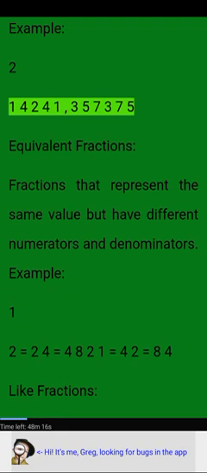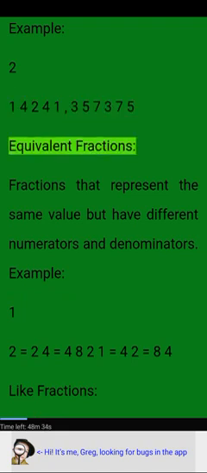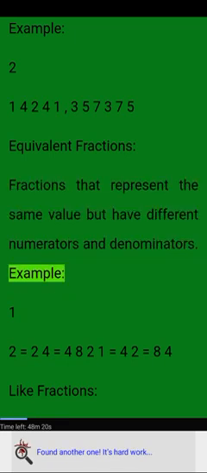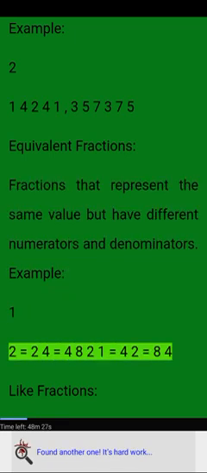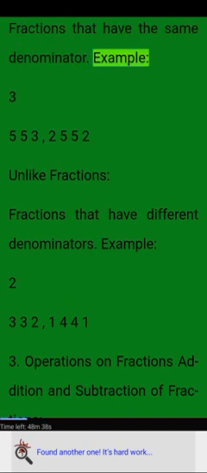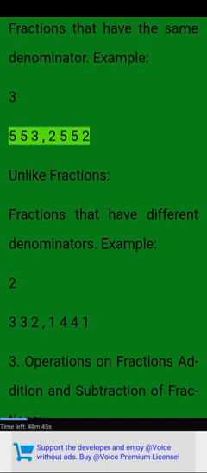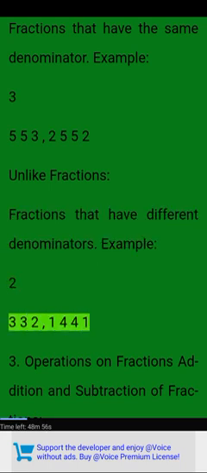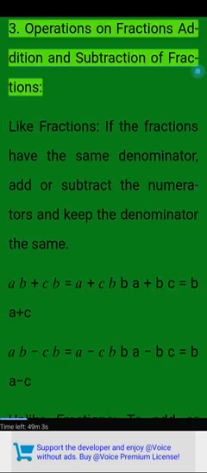Equivalent fractions: fractions that represent the same value but have different numerators and denominators. Example: 1/2 = 2/4 = 4/8. Like fractions: fractions that have the same denominator. Example: 3/5, 5/5, 2/5. Unlike fractions: fractions that have different denominators. Example: 2/3, 1/4.